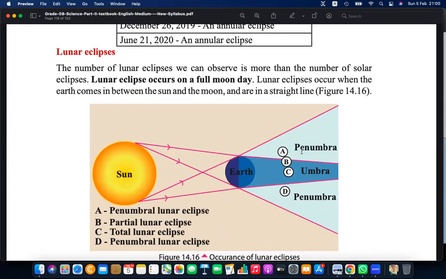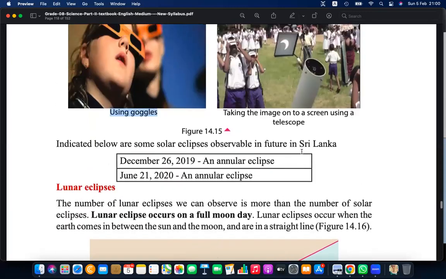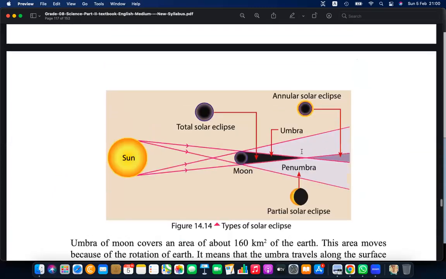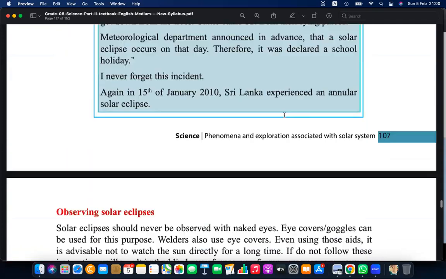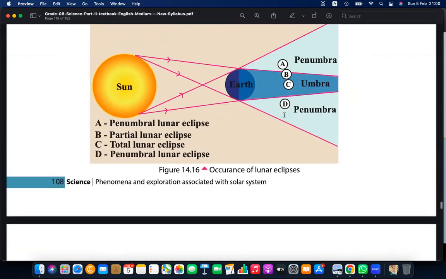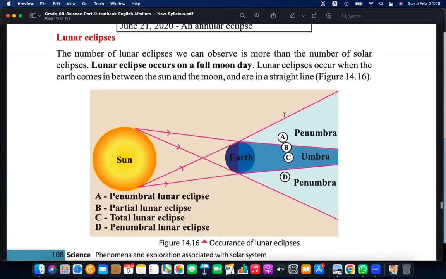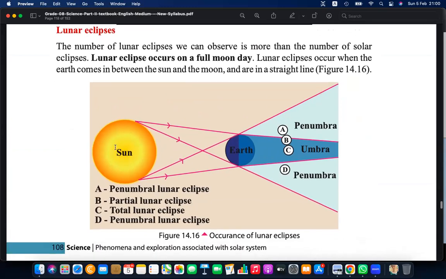Okay, then what is a lunar eclipse? A solar eclipse is where you can see here you and Earth and the Sun, and the Moon comes in between. And then the lunar eclipse is where the Earth comes in between. Right? Here you can see the Sun, and Earth is here and the Moon is here. When the Moon is here, the Earth's shadow will fall onto the Moon.